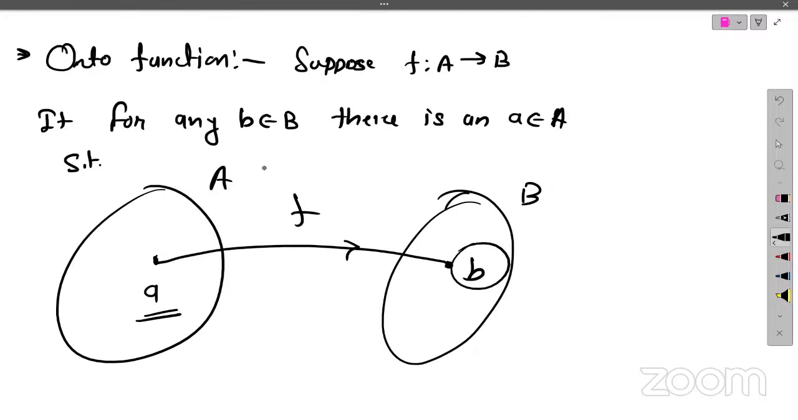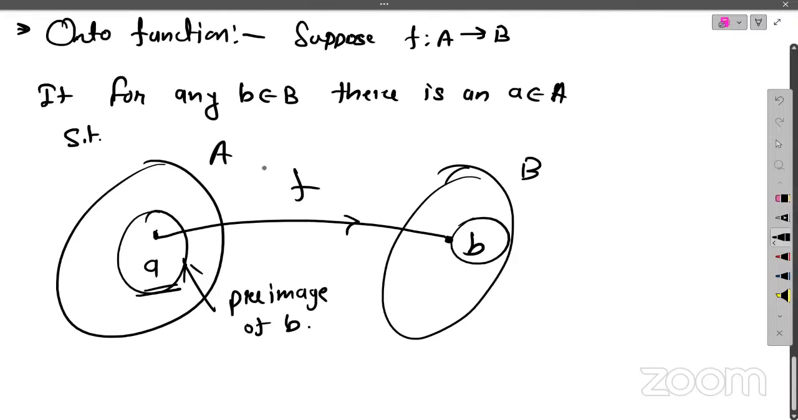Onto function means every image, or every output, should have a pre-image. Whatever a is here, a is known as a pre-image of b. So every output point should have a pre-image. Okay, so that's the meaning of an onto function.